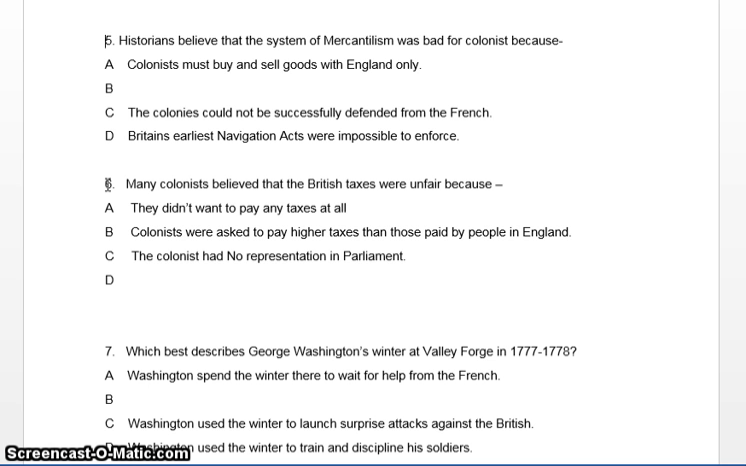Number 6. Many colonists believed that the British taxes were unfair because why? Why was taxing unfair? A, they didn't want to pay any taxes at all. B, colonists were asked to pay higher taxes than those paid in England. Or C, the colonists had no representation in Parliament.